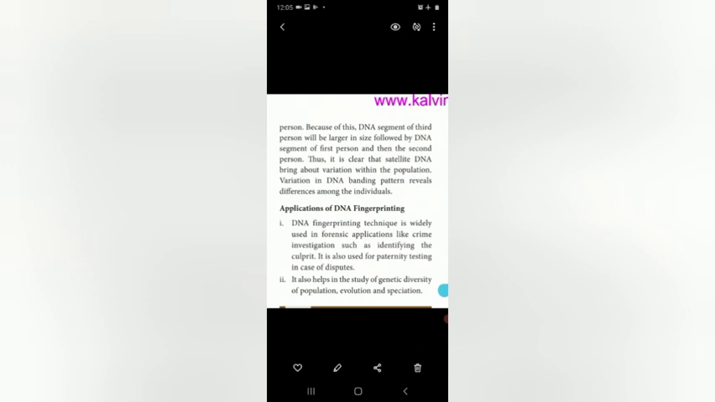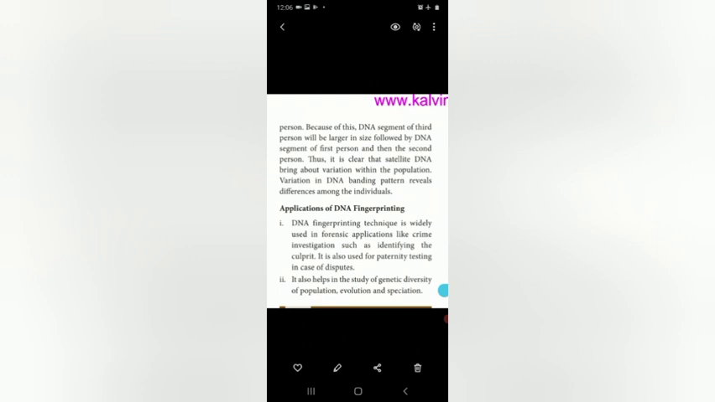Now they have given the applications of fingerprinting, that means the advantages of DNA fingerprinting. DNA fingerprinting technique is used in forensic applications. What is forensic application? When you see a cinema or a film, some murder has taken place in some region or a house, a person spreads a powdery substance on the wall, floor, table, window, to identify the fingerprints of the culprit. Identifying those who have done the theft or crime is called forensic application. In that forensic application, they use the technique called DNA fingerprinting.